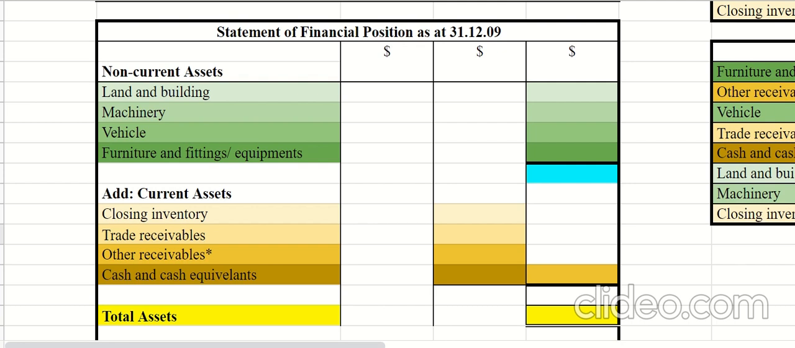The closing inventory is quite difficult to convert to cash compared to the rest of the current assets. It takes time. Therefore, closing inventory will be on top, followed by trade receivables, other receivables, for example, if you had made any advance payments for rent or salaries. Lastly, cash and cash equivalents, cash balance and bank balance.